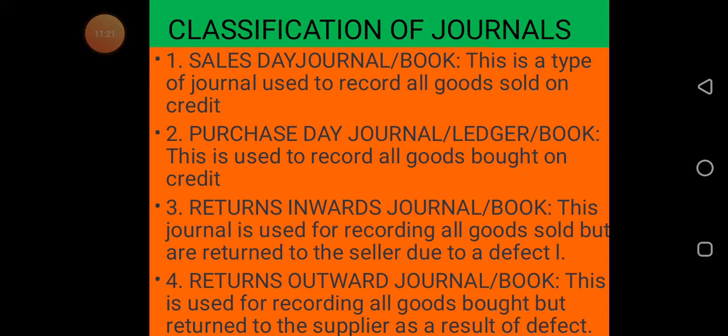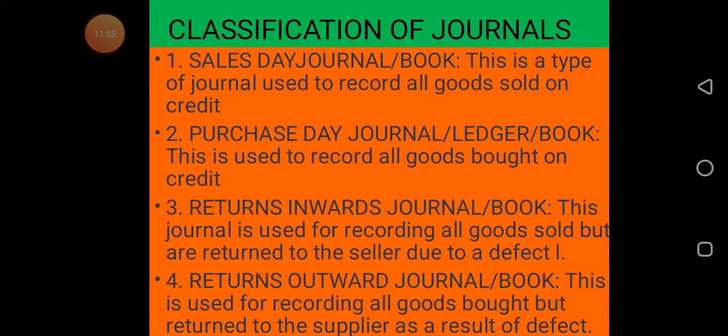We have two kinds of journals: the special journals, and the general journal. The general journal is used to record transactions in a small business enterprise, where they don't have to open so many books. Everything is recorded in the general ledger. But when it comes to a big business firm, we use what they call the special journals, and special journals have different books under them.